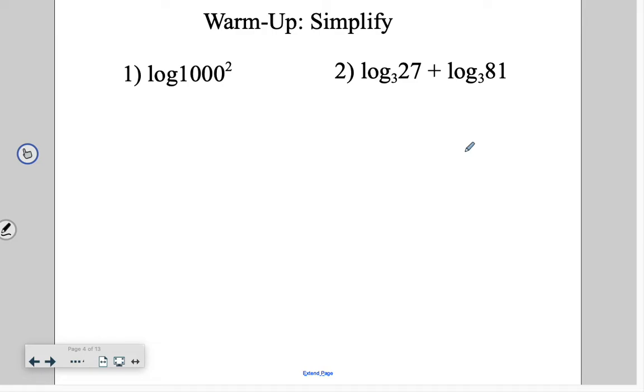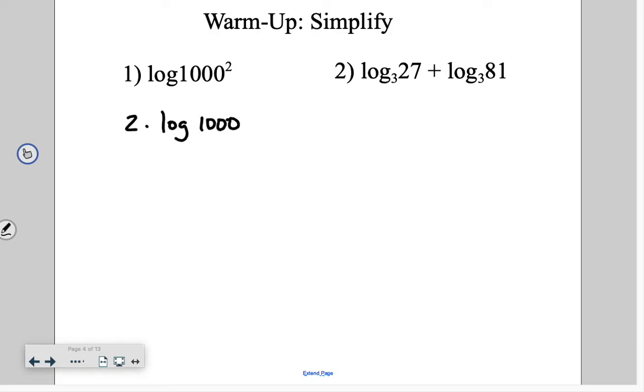All right, let's take a look. Here's why I say, are you done yet? Hopefully, there are multiple ways to solve this. Here's the way I would go on both of them. We have a property on the first problem. What can I do with that exponent? We can bring it out front. Remember, when you take the log of something to a power, you can always bring the power out front. So this is really 2 times the log of 1,000.